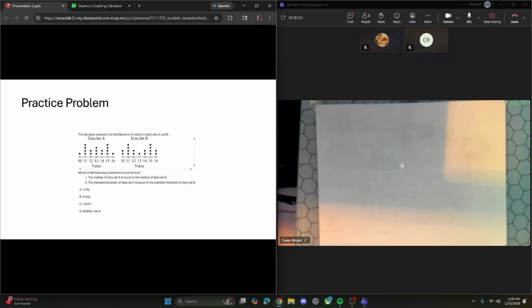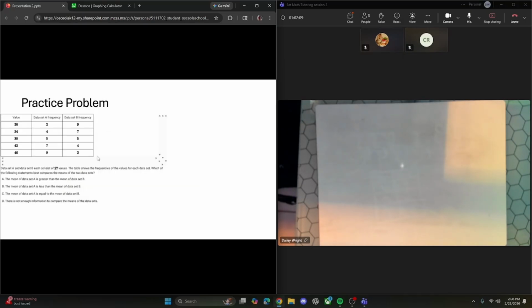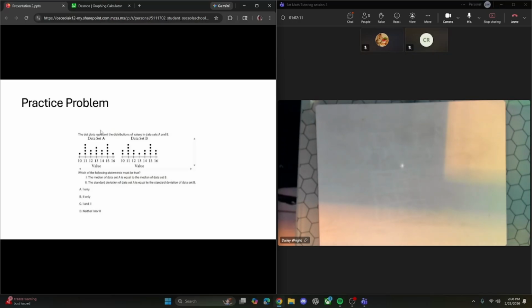One thing you can know to get this answer is that if a dot plot is symmetrical, the median is always going to be where the axis of symmetry is. Both of these dot plots are symmetrical down 13. So it would be symmetrical along this axis, so the median would be 13. And same for this one. It's mirrored on both sides at 13. So the median would be 13.